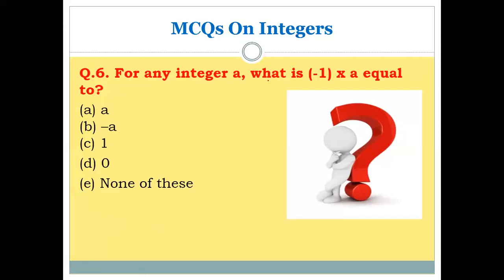For any integer a, what is minus 1 into a equal to? So minus 1 is a negative value, and a is multiplied with minus 1, it becomes minus a. B is the correct option.